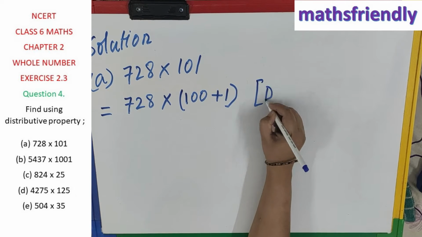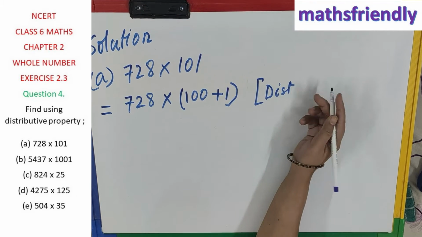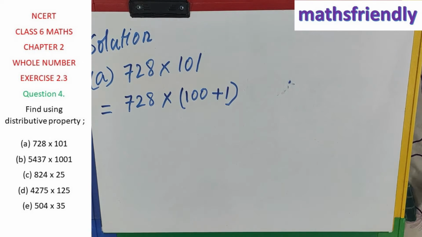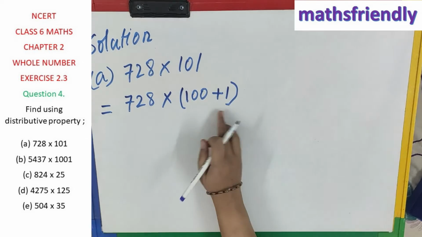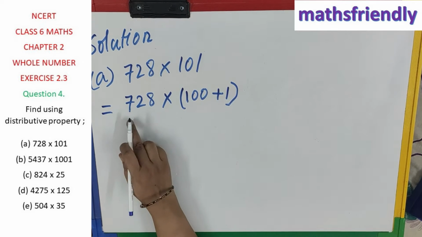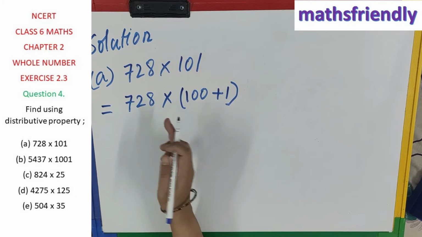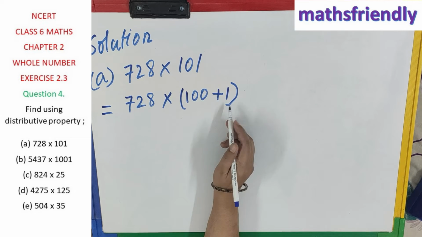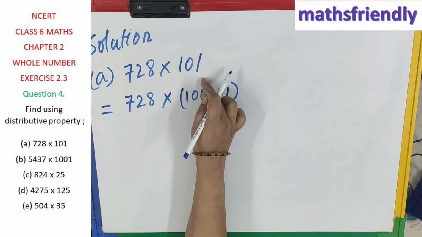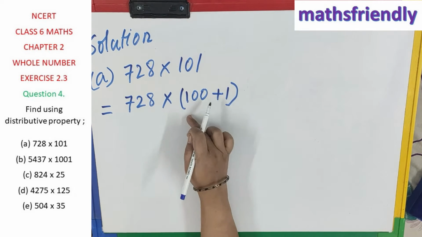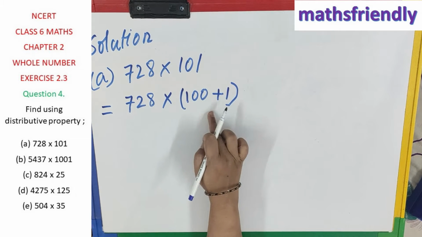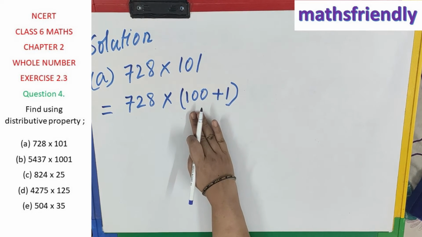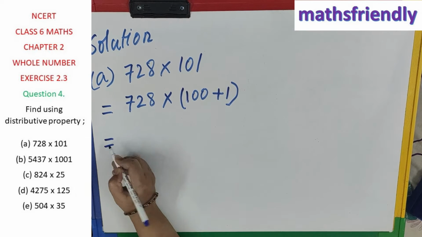We don't need to write it here because it is already given in the question that we use the distributive property, and we have used it. In the next step, this number should be multiplied to both 100 and 1, because it has to be multiplied by 101. In this step we have written 101 as 100 plus 1, so 728 will be multiplied to 100 and also to 1. Let us see how we can do this.